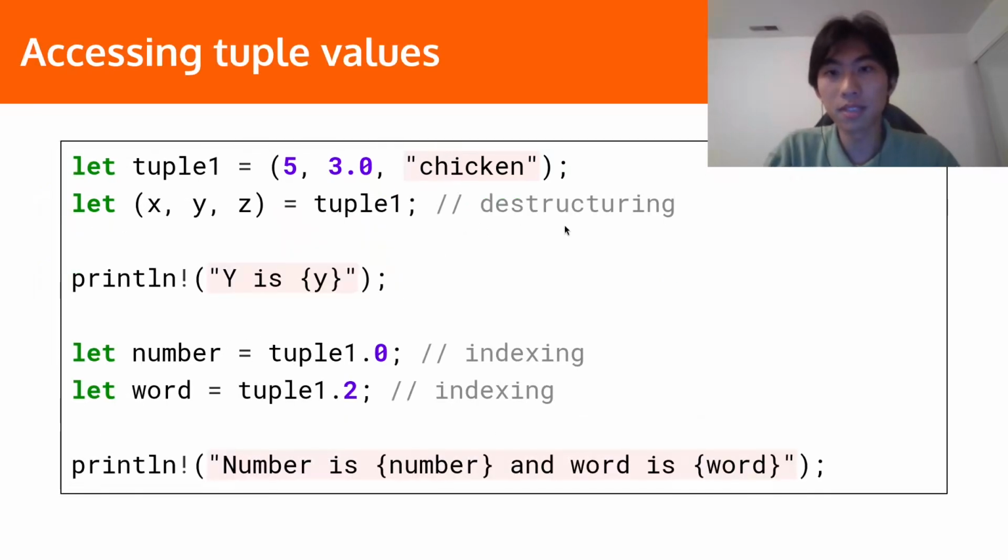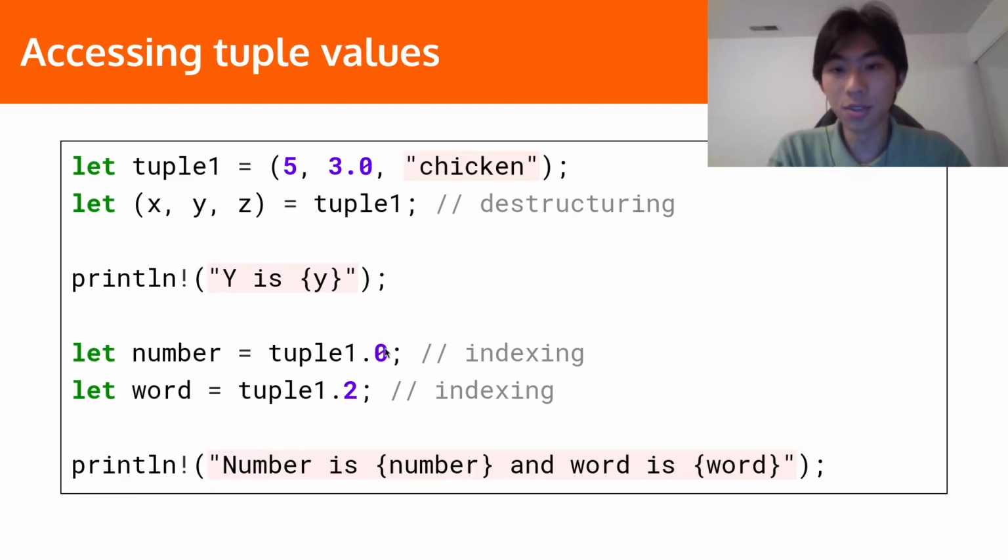There are two main ways of accessing tuple values. One is through destructuring, where in this case we just assign tuple 1 to x, y, and z. And since tuple 1 has 3 values, it'll map x to 5, y to 3.0, and z to chicken. This only works if the number of variables here is the same as the length of the tuple. So in this case, y would get assigned 3, and this would print that y is 3.0.